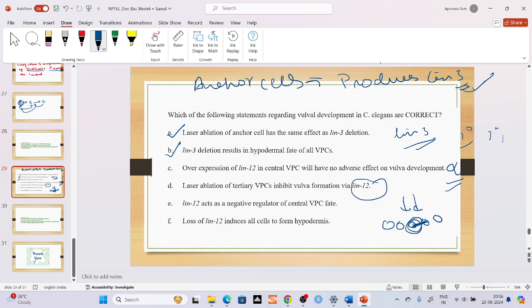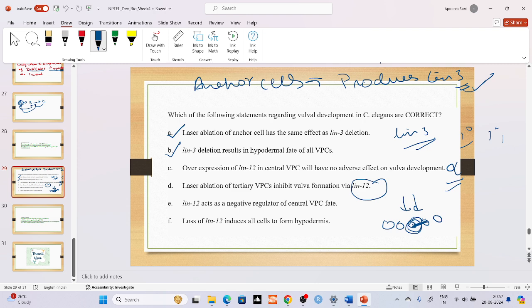Then, laser ablation of tertiary VPCs inhibit vulva formation via Lin12. This is also a false statement. Why? Tertiary vulval precursor cells normally adopt the hypodermal fate. Hypodermal fate means the non-vulval fate. So they do not play any direct role in vulva formation.